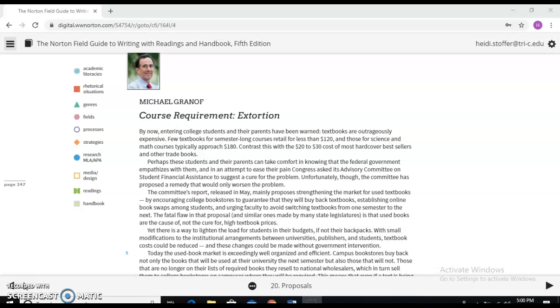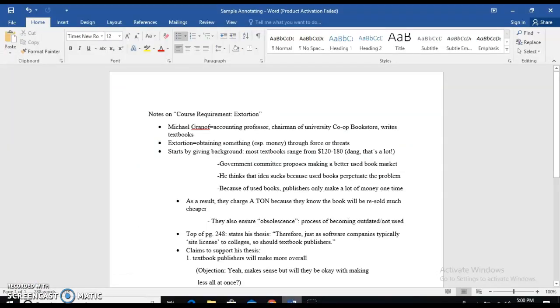So again, I would read the whole thing through once just to get a sense of what it's about, but then I would start annotating some notes so that I have some content to go off of when I have to actually write an assignment about it. So let me just show you some of the notes that I took. I'll flip to my notes here.